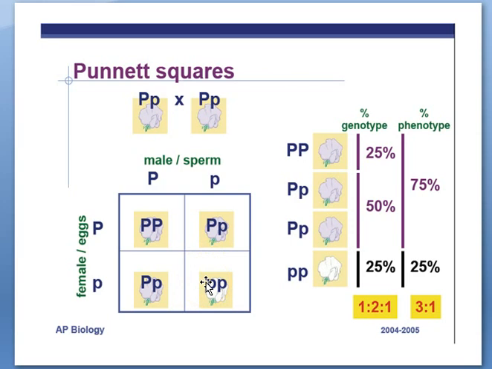And then we have the fourth possibility. We have a recessive allele from the female, recessive allele from the male, packaged up in the fertilized egg, to give us a genotype of little p, little p.